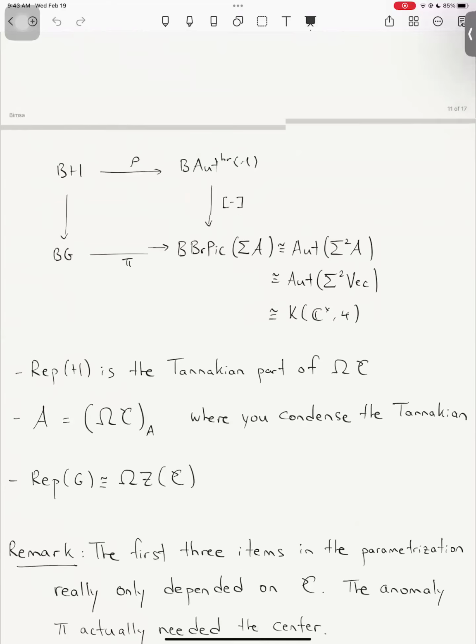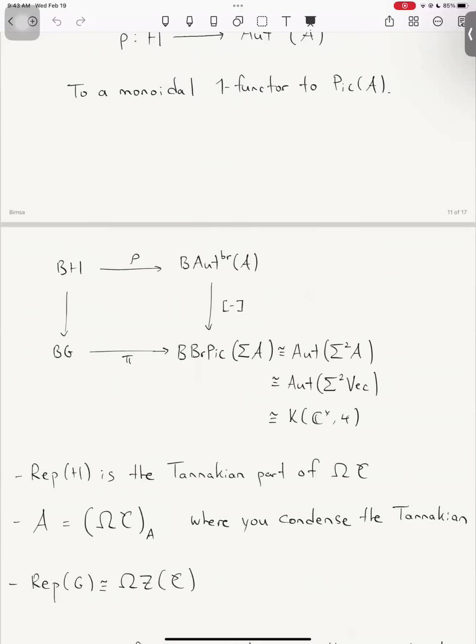Let me just fit this into the square, right? So how do you see this? Well, you take a group H, you take a group G. There's a map here, there's a map pi. But now if you break down the square and unpack what it all means, what you get here is B Out-br, and then here you get B of Pic of this guy. But this is just the same as K of this thing, suspended to degree 4. So indeed, a map here is just picking out a degree 4 class. So that's what the square looks like.